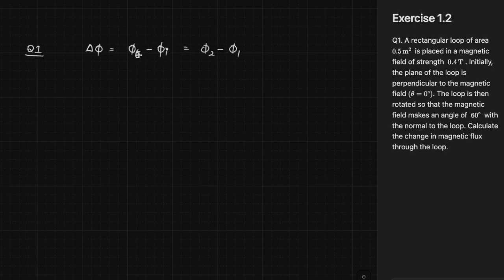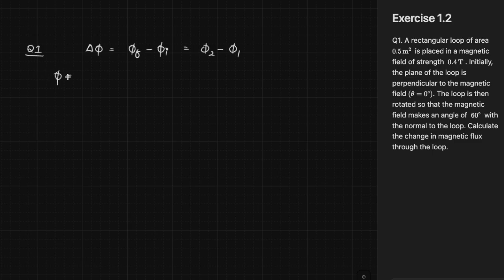Now actually these are the same questions, but they are split into two cases. We have to understand what was happening before and what was happening after, what was happening initially and what happened finally. And then we have to calculate delta phi. So let's just understand this question. What will be the formula? The formula will be the same.